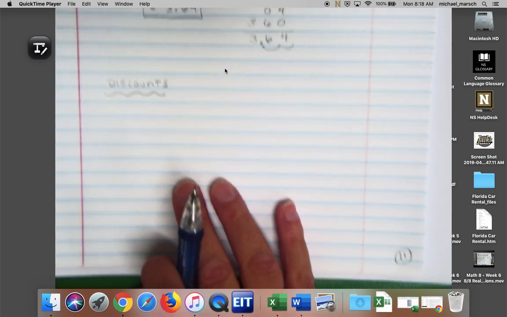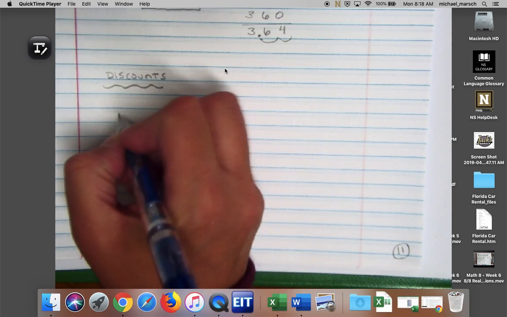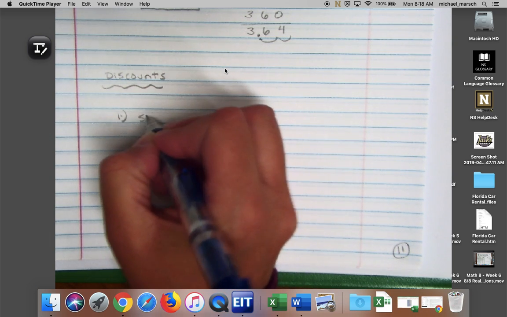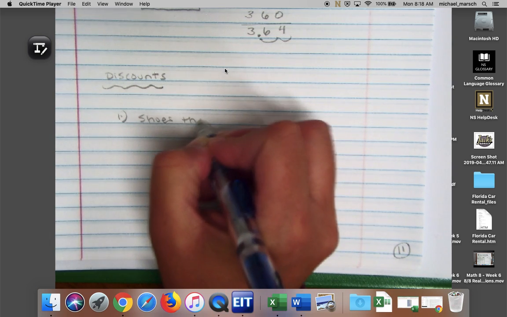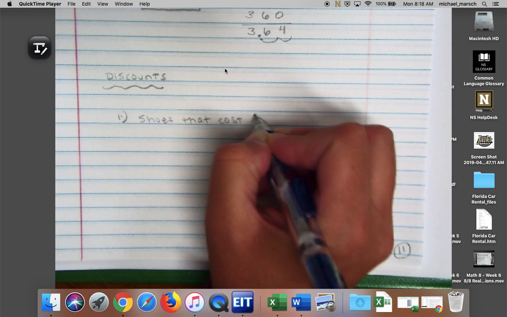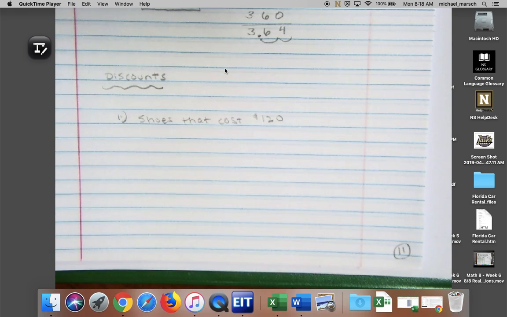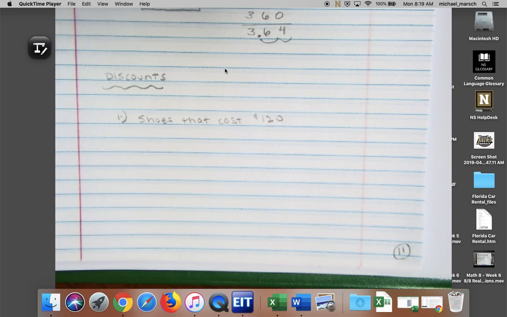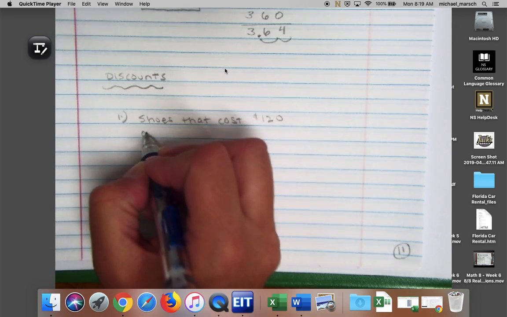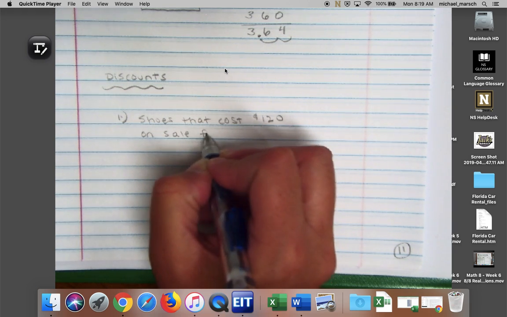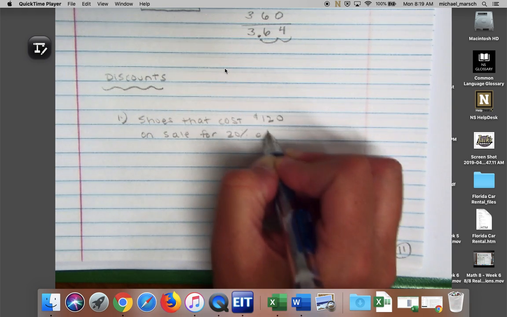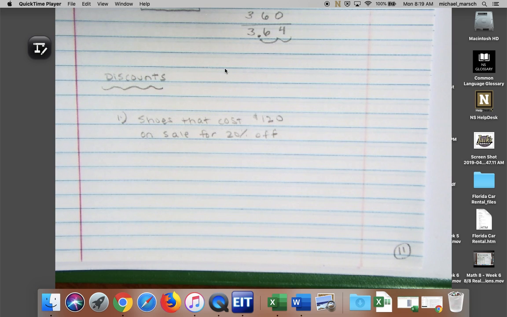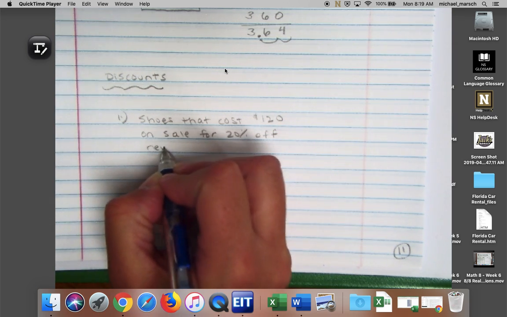Anyway, side note. So let's say we have, and I know you all love shoes, shoes that cost $120. And I don't know, maybe that's expensive to you, maybe not. That would be a pretty big part of my shoe budget. And they're on sale for 20% off. So I need to find a new value, right? What's the new value? The new price.